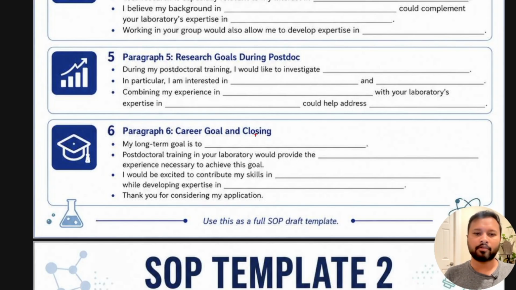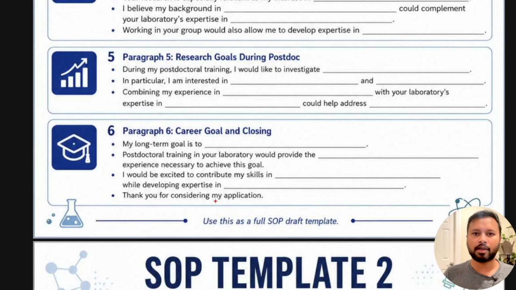Then comes your career goal and closing. "My long-term goal is to..." whatever your long-term goal is. "Postdoctoral training in your laboratory would provide the experience necessary to achieve this goal." So how that postdoc is going to help with your experience for your future goal. "And I would be excited to contribute my skills in this while developing expertise in this. Thank you for the consideration of the application."